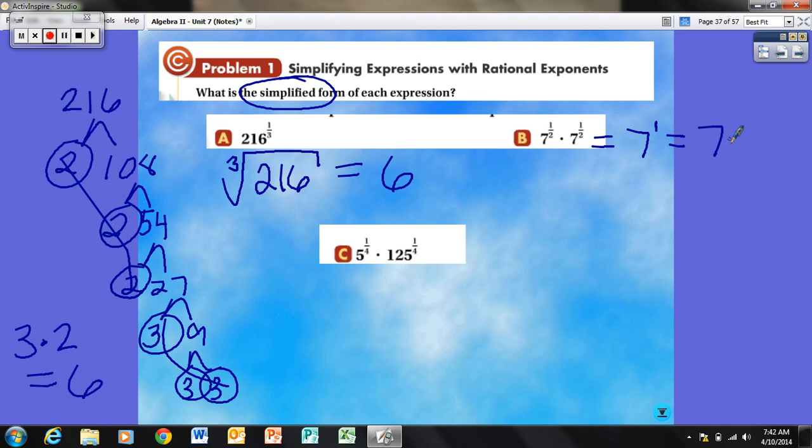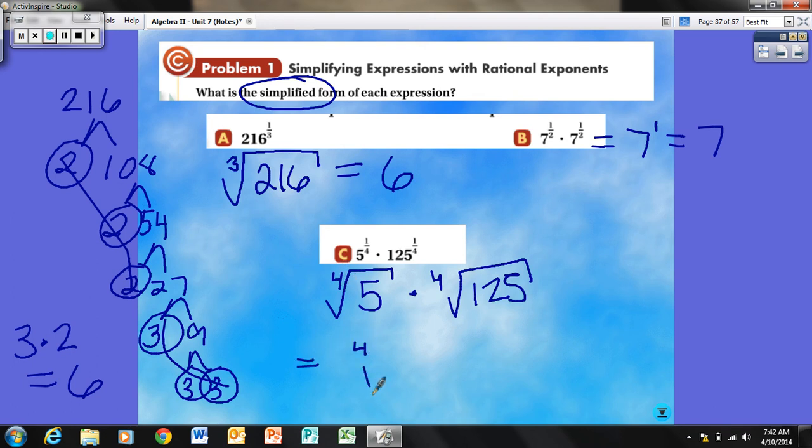Down here for letter C, this is a little bit different. We have two different bases, 5 and 125. So I really can't add the exponents. Actually, we definitely can't add the exponents. So let's rewrite it in radical form and see what we can do. So we have the fourth root of 5 times the fourth root of 125. And we know that when you are multiplying radicals with the same index, you can multiply the radicands. So that's really the same as the fourth root of 625.